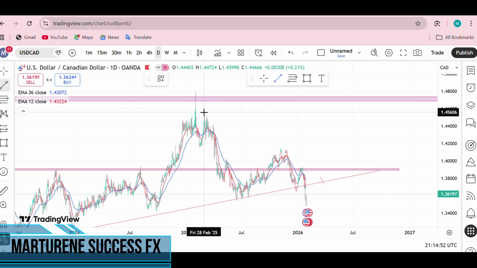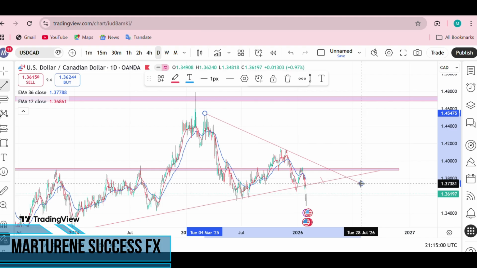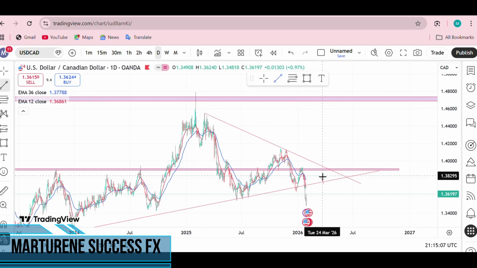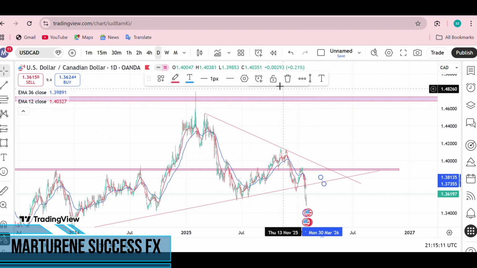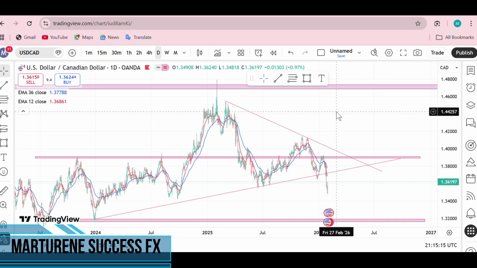We are trying to look for every possible means that we can draw structure on the market so that we can get an entry. Okay, let me say this is good for now. Now I've drawn a trend line from here.